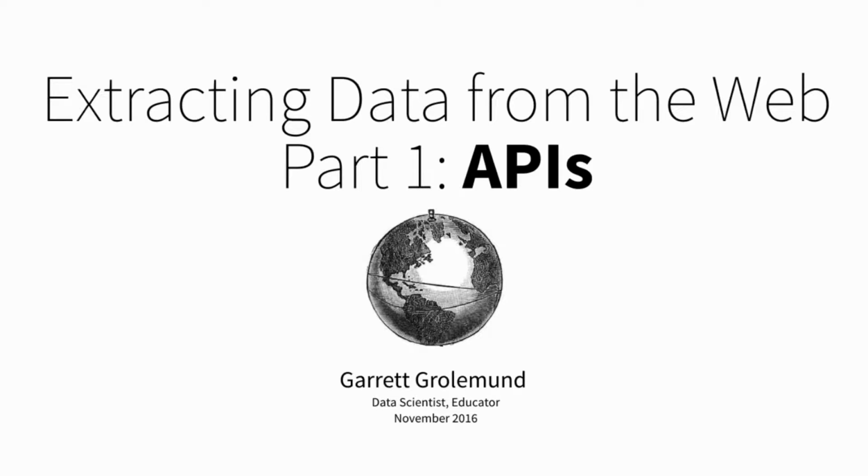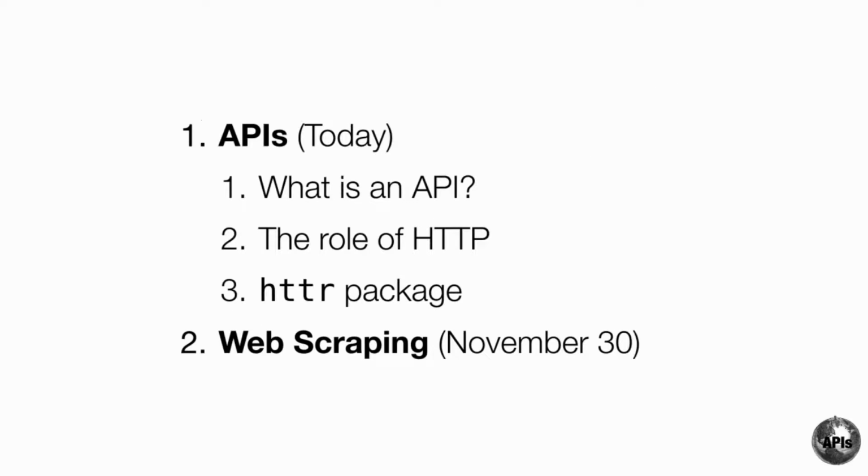This is the first in a two-part series of webinars I'm going to present on extracting data from the web. And what we're going to look at today is how to get data that's been already packaged for you in a web API. A lot of times when people want to share their data through the web, they go through the trouble to make an API, which makes it easier for you to get that data.